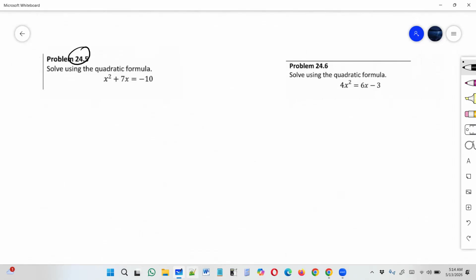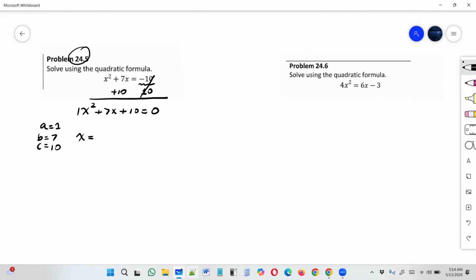24.5. We have to solve this quadratic equation, but notice it is not in standard form. This -10 cannot be here, so I have to add 10 to both sides in order to put it in standard form. So I have x squared plus 7x plus 10, and these two cancel, I get 0. All right, now I identify a, b, and c. Let's do that. So a again is 1, b is 7, and c is 10.